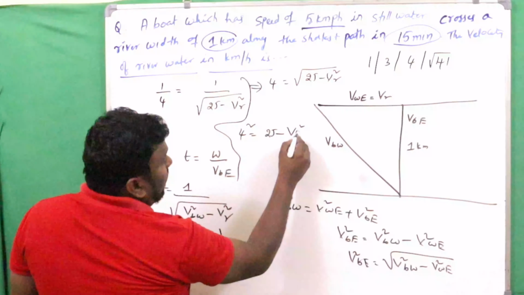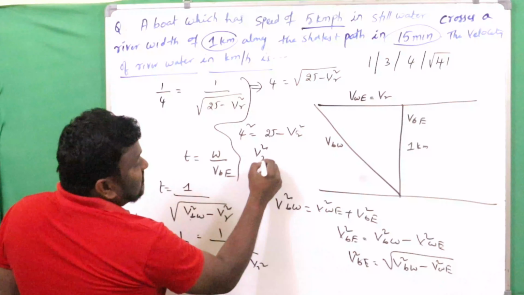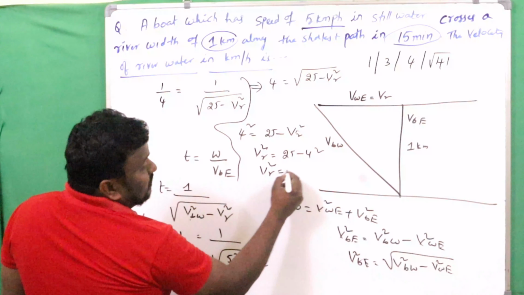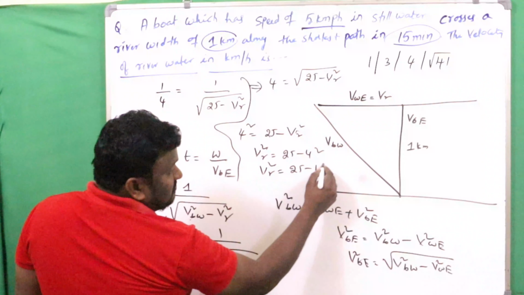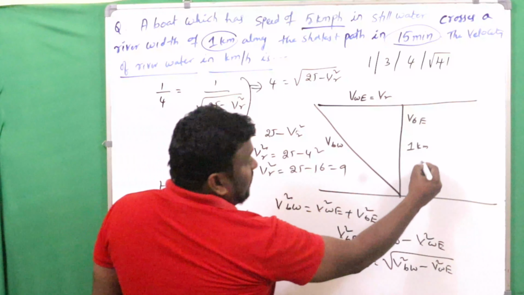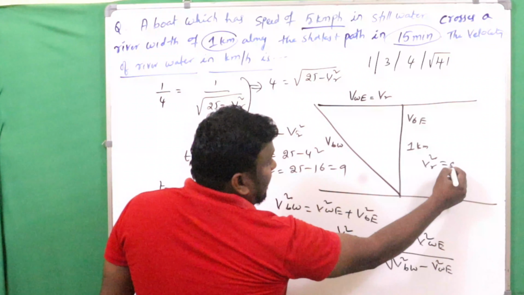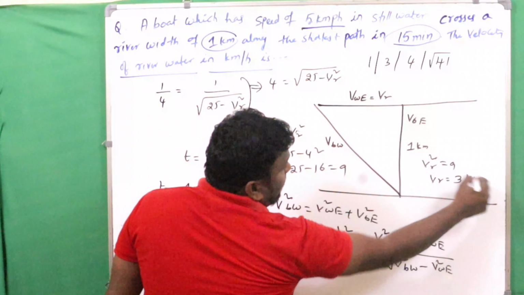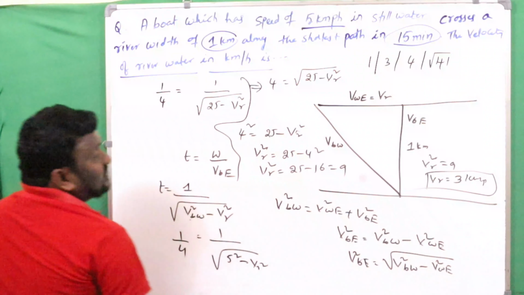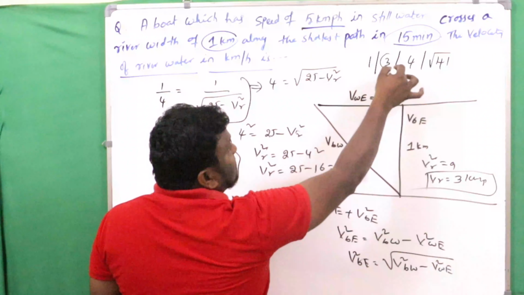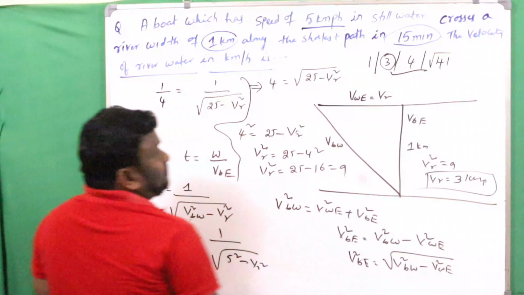Then V square R is equal to 25 minus 4 square, that is 25 minus 16, which is 9. So V square R is equal to 9, then VR is equal to 3 km per hour. So the velocity of flow is 3 km per hour. Among the 4 options, the second option is the right one.